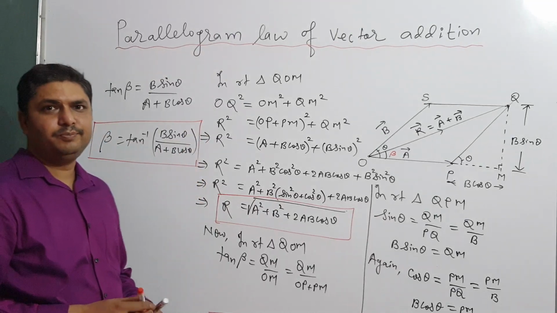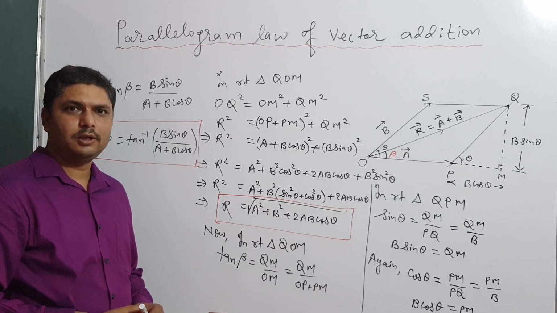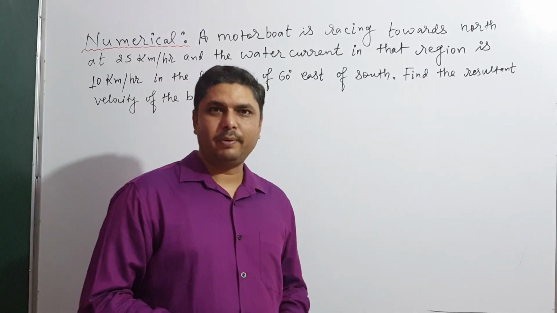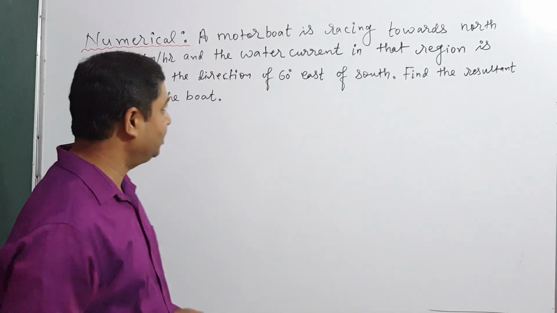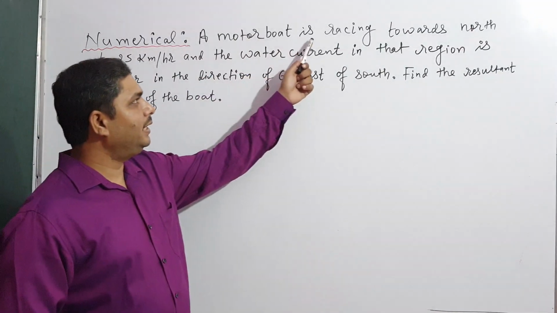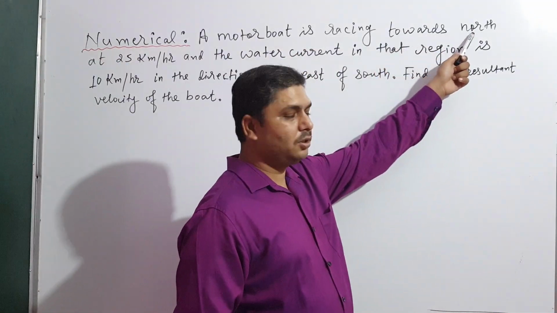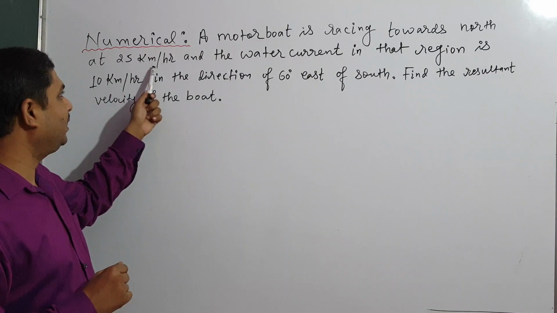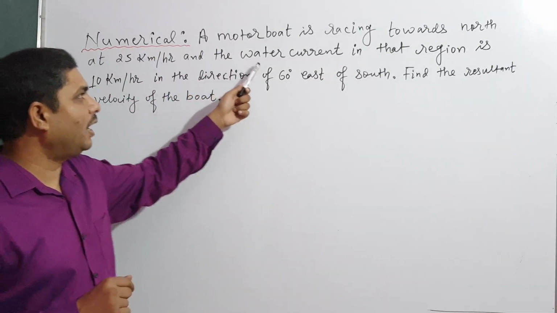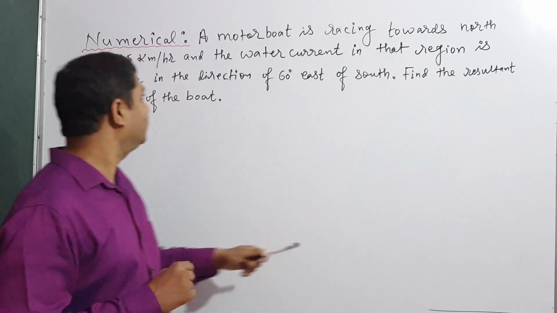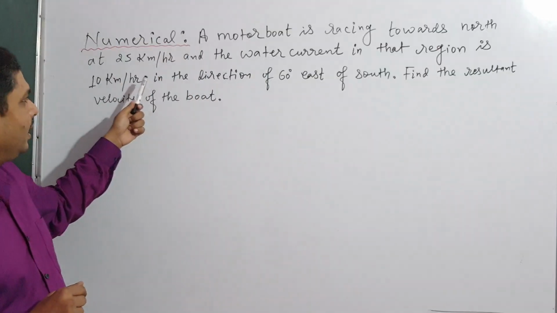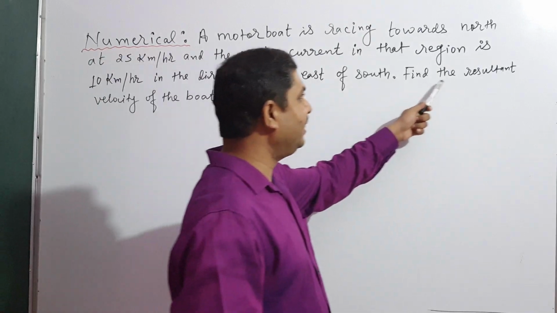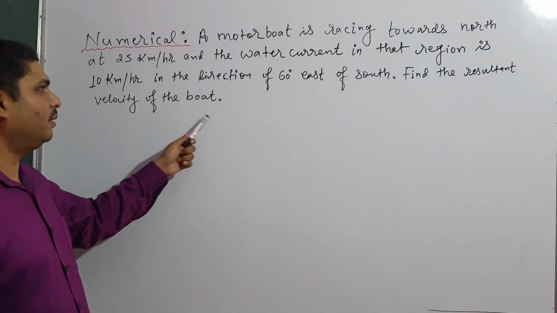Now you are going to understand a numerical based on the parallelogram law of vector addition. So let us see a question, numerical. A motor boat is racing towards north at 25 km per hour, and the water current in that region is 10 km per hour in the direction of 60 degree east of south. Find the resultant velocity of the boat.